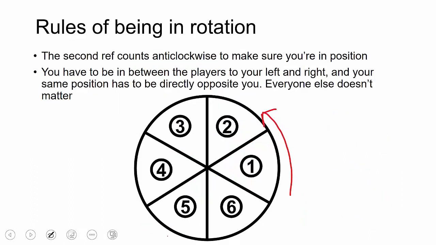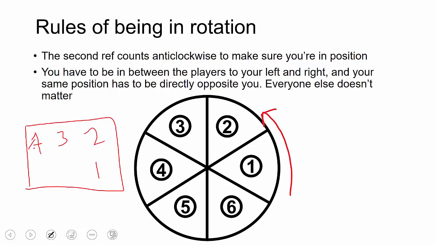What the second ref will do during the games is count anti-clockwise to make sure you're in the right position. So you'll see position one, position two, position three, position four, position five, position six. So you go anti-clockwise. You see who was in position one, and then the next position, position two, position three, four, five, six.